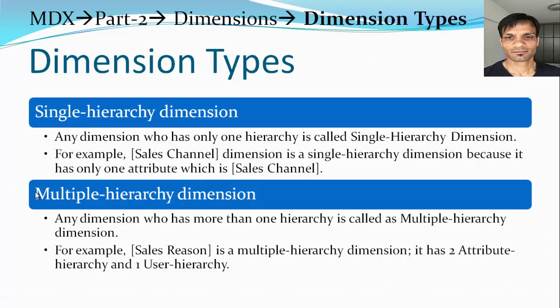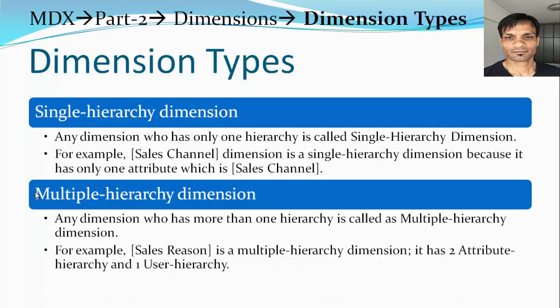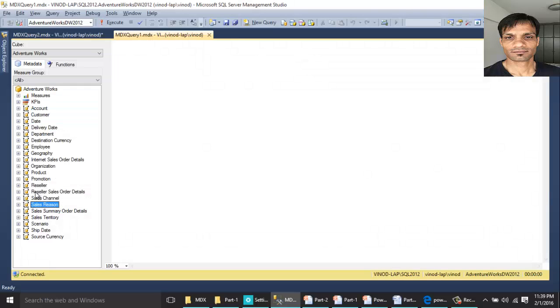From the number of hierarchies that a dimension contains, we can divide dimensions into two categories: single hierarchy dimension and multiple hierarchy dimension. Single hierarchy dimension. Any dimension which has only one hierarchy is called a single hierarchy dimension. For example, the sales channel dimension is a single hierarchy dimension because it has only one attribute, which is sales channel. Multiple hierarchy dimension. As you can assume now, any dimension which has more than one hierarchy is called a multiple hierarchy dimension. Since attributes are also hierarchies, all dimensions which have more than one attribute are also multiple hierarchy dimensions. For example, the sales region dimension is a multiple hierarchy dimension because it has two attribute hierarchies and one user defined hierarchy.